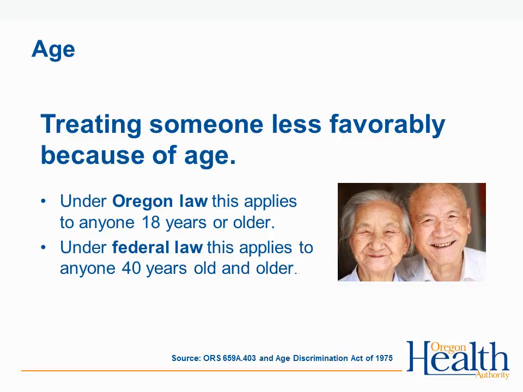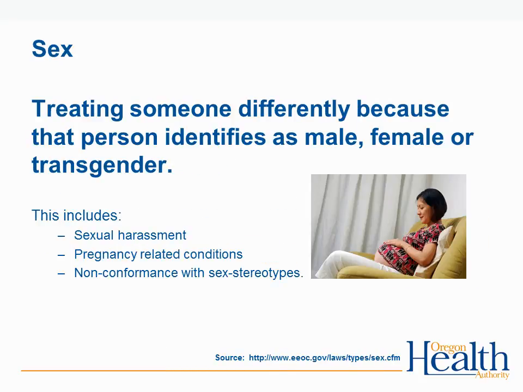Discrimination based on age is treating someone less favorably because of their age. Under Oregon law, this applies to anyone 18 years or older. Under federal law, this applies to anyone 40 years or older. Discrimination based on sex can include treating someone differently because that person identifies as male, female, or transgender. Discrimination based on sex can include sexual harassment, pregnancy-related conditions, or nonconformance with sexual stereotypes.